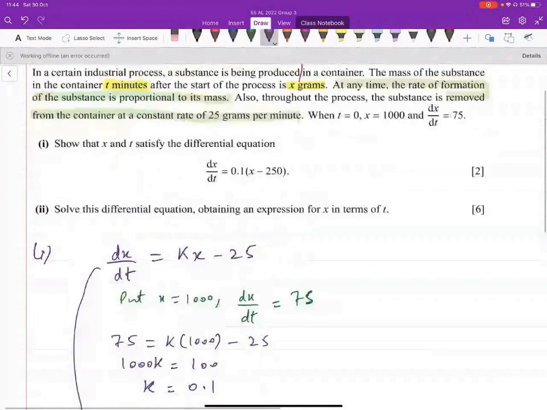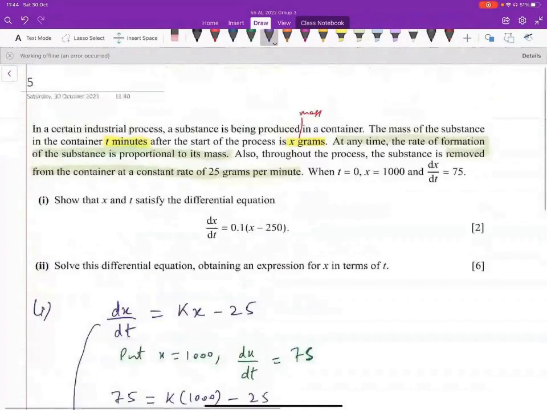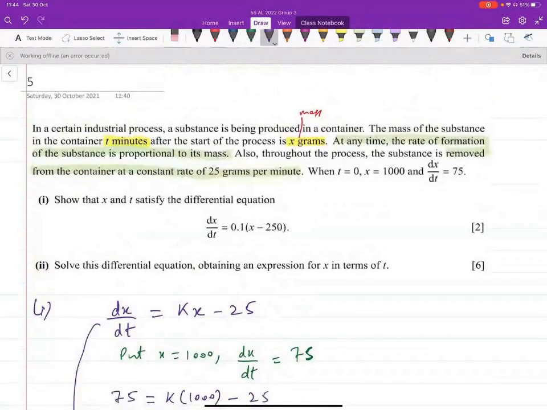इसके बाद आपको solve करना है differential equation को, to obtain an expression for x in terms of t. You can do that: separate the variables, integrate both sides, and x in terms of t कर लेना.